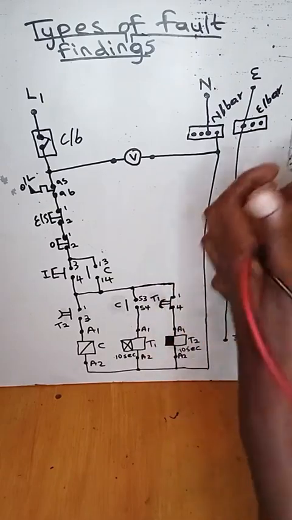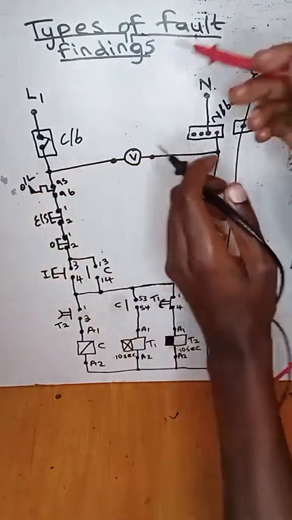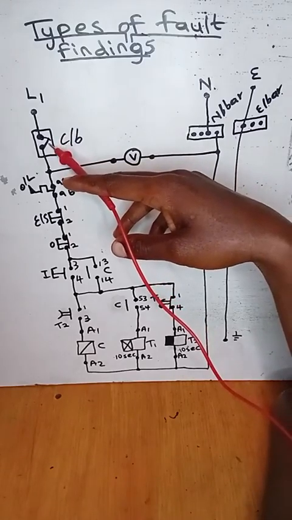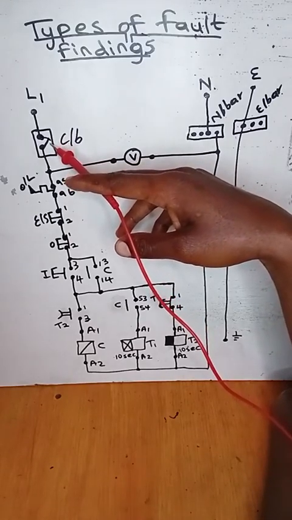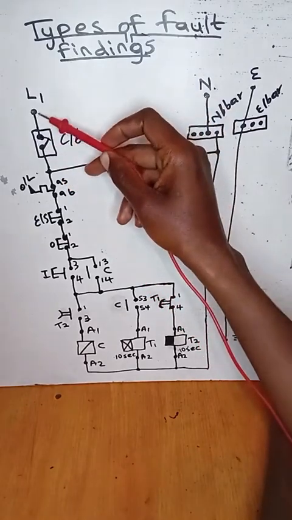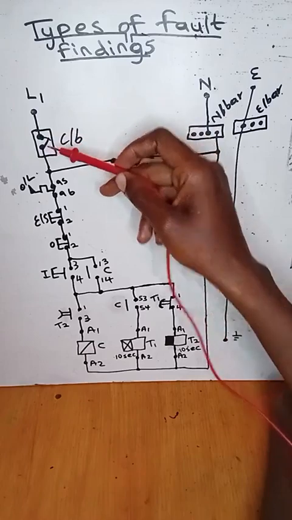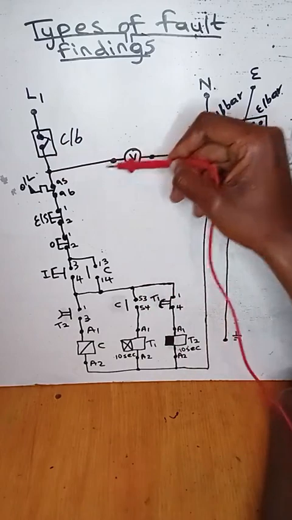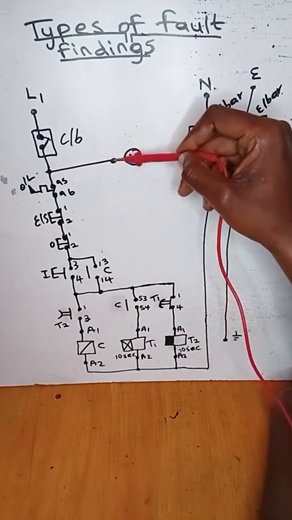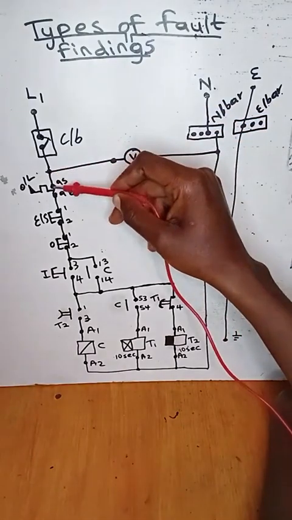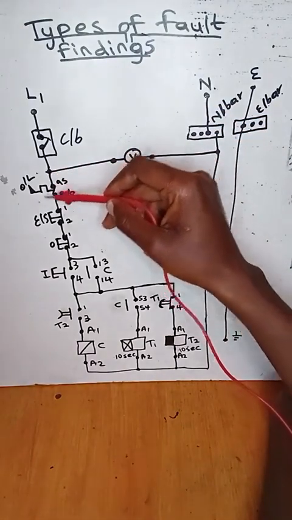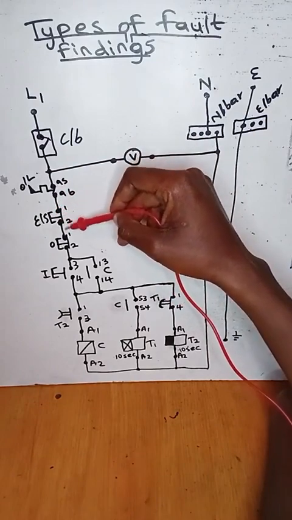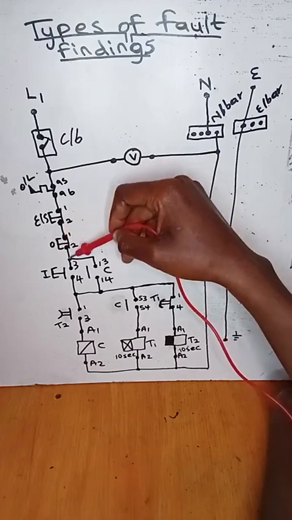So we'll check what has happened to the live after we have switched on the circuit breaker to be closed. Our live current will flow down once the contact is closed, and will also go to the voltmeter, and to the close contact of the overload relay, which means current will flow. Emergency stop, close contact, current will flow. Stop button, close contact, current will flow.